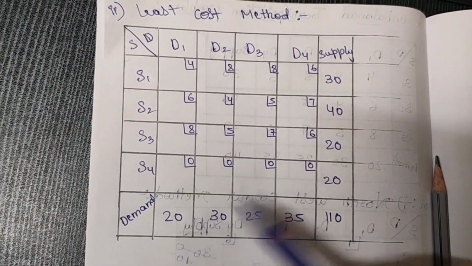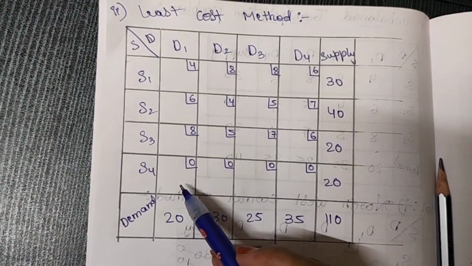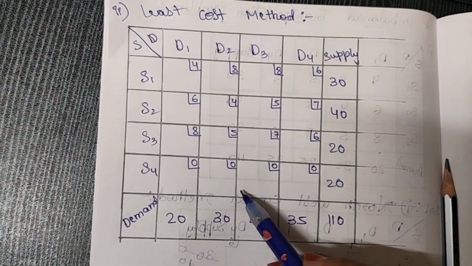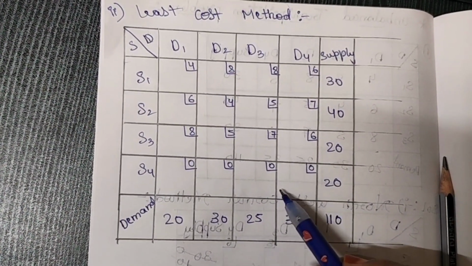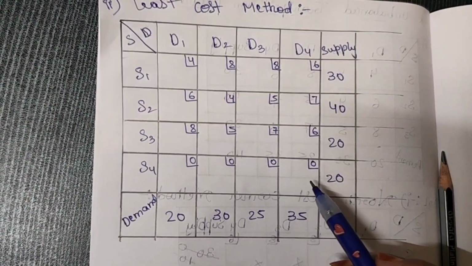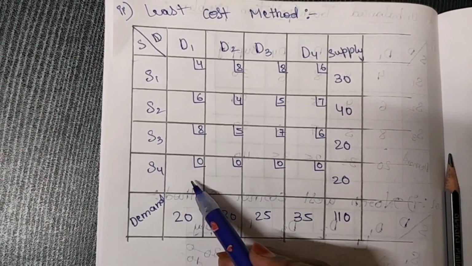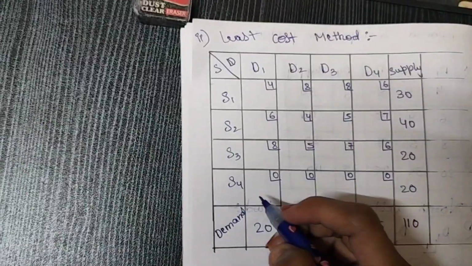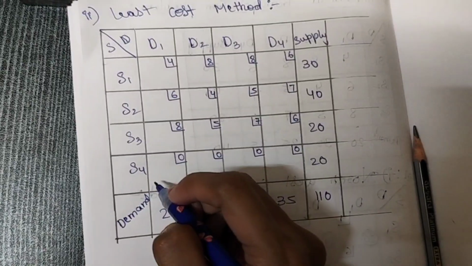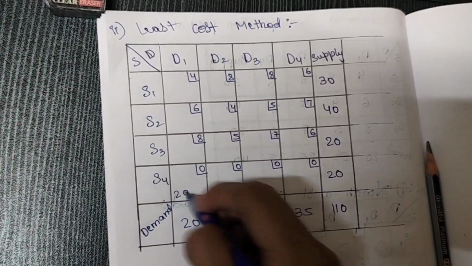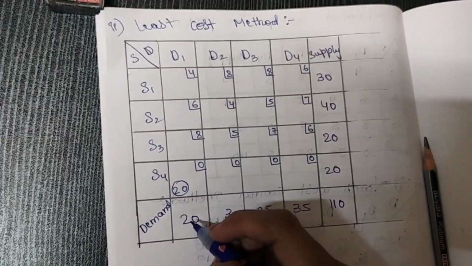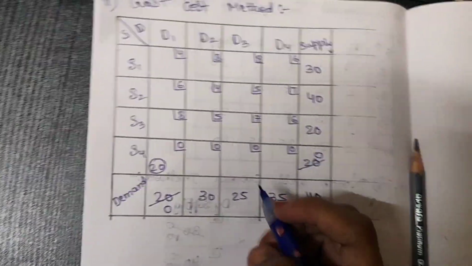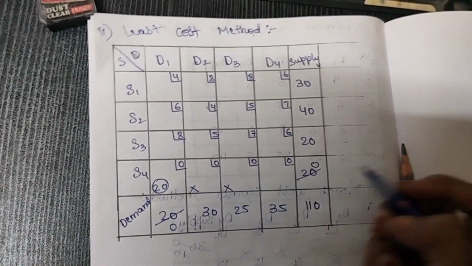For this cell, 20 and 20. Minimum is 20, so we can allocate 20. 30, 20. We can allocate 20 for this. 25, 20. We can allocate 20 for this. 35, 20. We can allocate 20 for this. So whichever cell we take, the minimum number we can allocate is 20 only. So we will take the first cell, that is S4 D1, and allocate 20. As we have the same demand and supply, both become 0. Both row and column should be crossed out as both became 0.